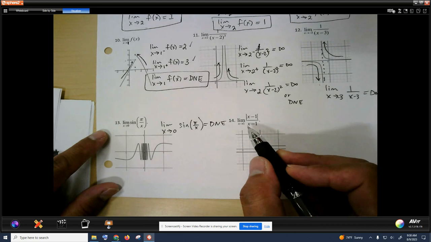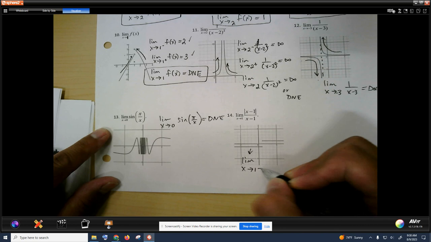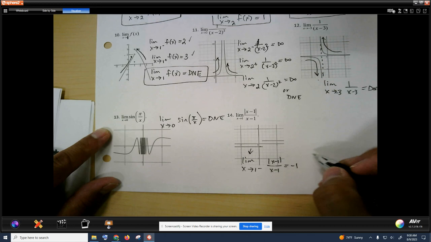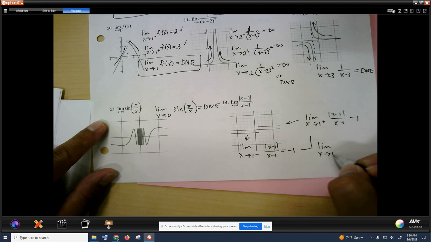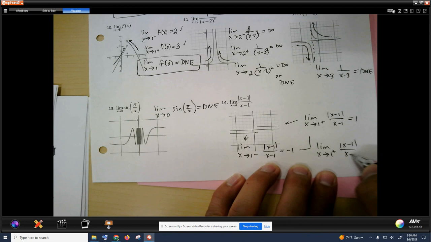This is the other one we did with the table, but you could see that the left limit was negative 1, and the right limit was positive 1. So you put those two ideas together, and Evan says he didn't know, because when you don't know, that means the limit does not exist.